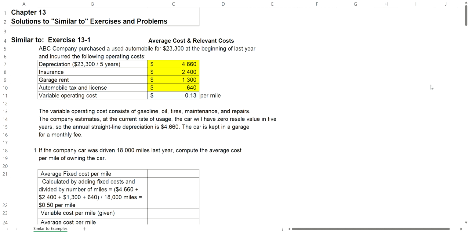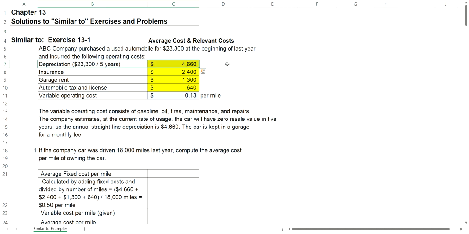So the first thing we're going to take a look at, before we talk about decision making in businesses, is several different types of decisions that businesses make. We're going to take a look at what costs should be considered relevant in that decision making and what costs are not. So let's assume you're ABC Company and you purchase a used automobile for $23,300 at the beginning of the year. So let's take a look at, first of all, the fixed cost.